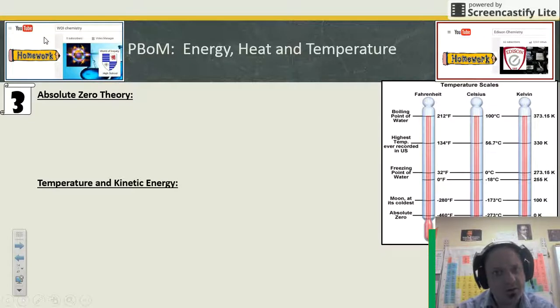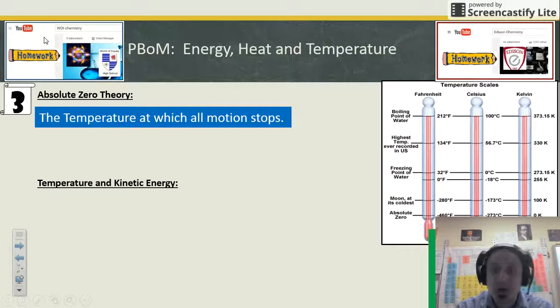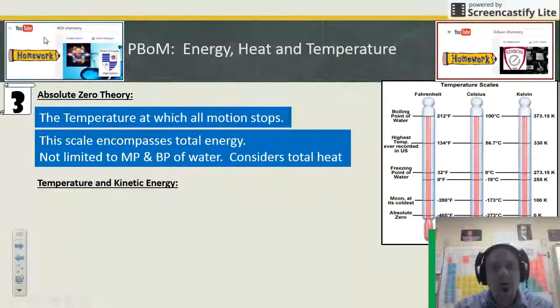Kelvin's the new scale. Kelvin is an absolute scale, okay? And it's based on the motion of particles. Theoretically, 0 Kelvin is where there's no motion, no vibrational, no translational, no rotational energy. We haven't achieved this, so it's only a theory. Now, the scale covers total energy. It's not limited to the melting and boiling point of water. So it considers the total amount of heat, and we'll use Kelvin when we do heat calculations later on.